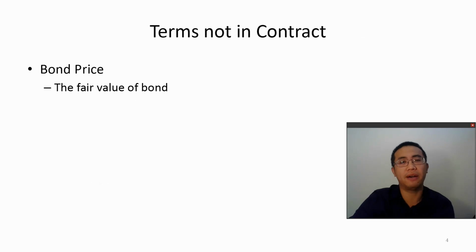So what you don't see in the black and white contract is a bond price. You don't know how much you should pay for the bond, right? There's no bond price saying this is $1,013 or $987. It's really determined by the market. So you don't have the fair value of the bond. You have not estimated that yet.